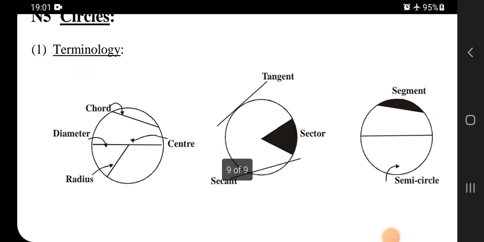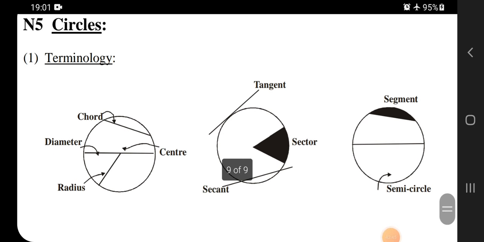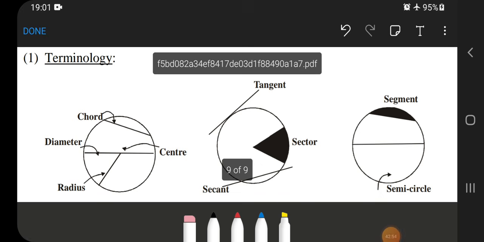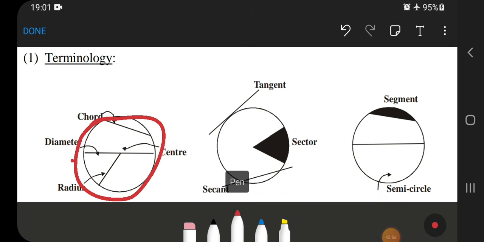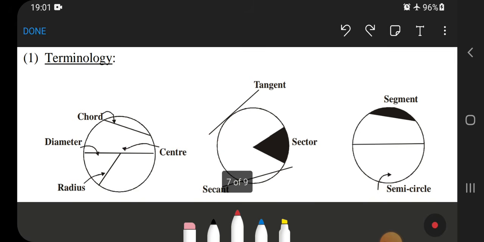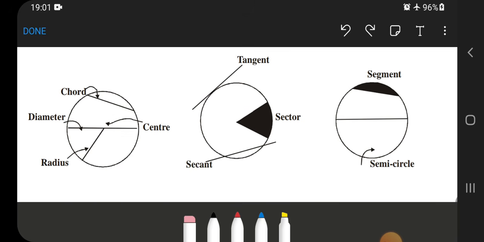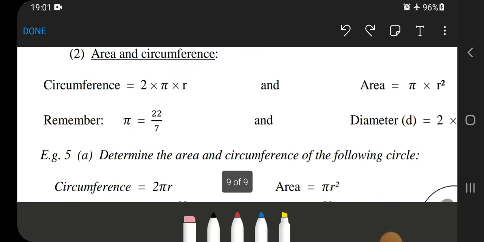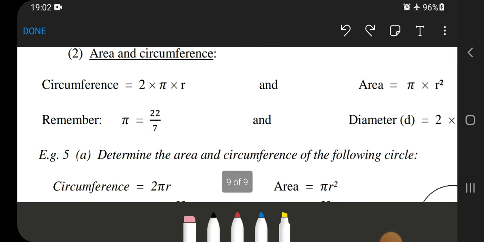And sometimes they like to bring in circles in grade 5, so you just need to know what is a chord, a diameter. When you have a circle like this, the line that goes from this end to this end is called a diameter. Okay, and then the one from here to the center is called a radius. That's another thing you need to know, because the area and circumference of the circle you can also know about.